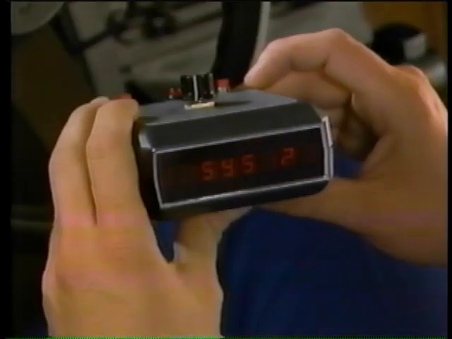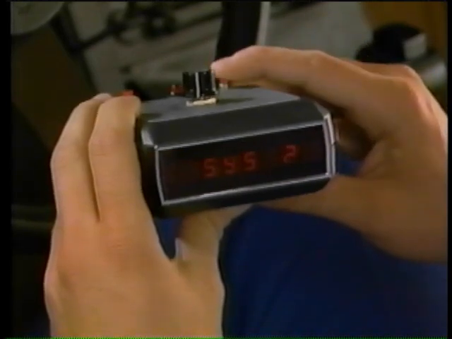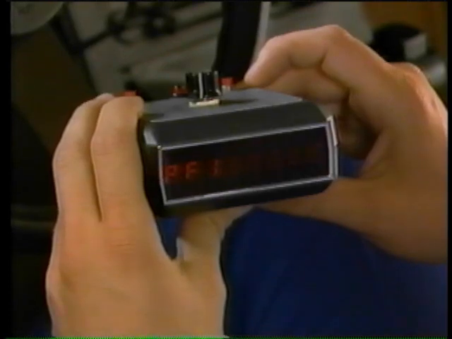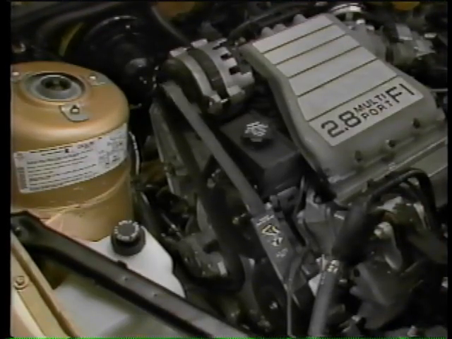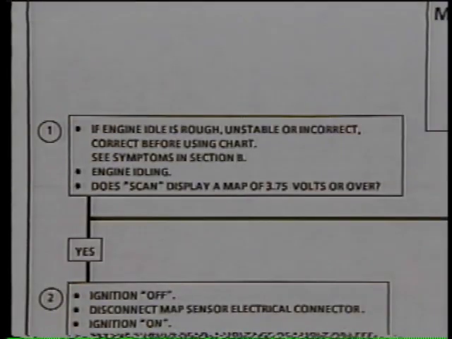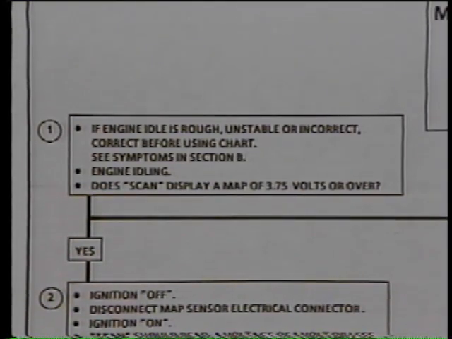However, since the intent of this program is to expose you to scan tools and their uses, let's use a different scan tool this time. Let's try this microprocessor scan tool. After powering up the scan tool and selecting the model year and fuel system used, turn to the code 63 diagnostic chart in the shop manual. The first step in the chart asks you to correct the engine idle if it's rough, unstable, or incorrect. Our idle is fine. The next step asks if the scan tool displays a MAP voltage of 3.75 volts or higher.